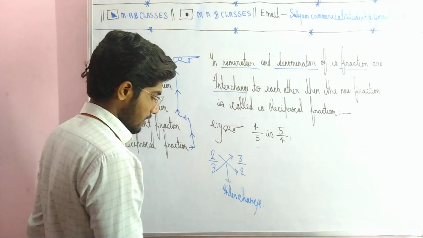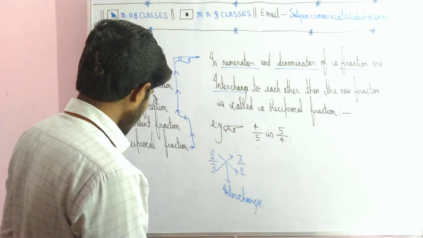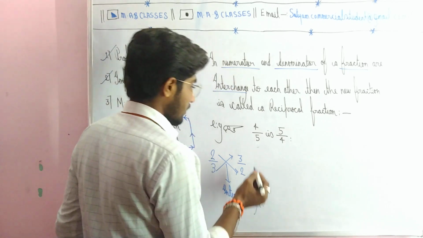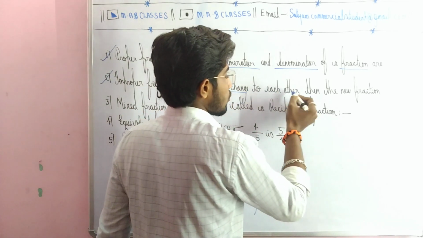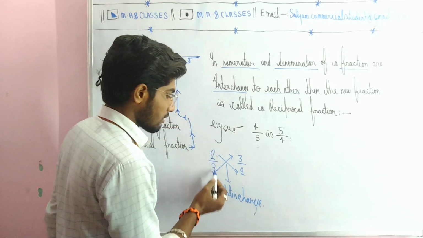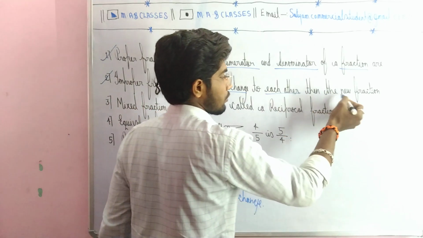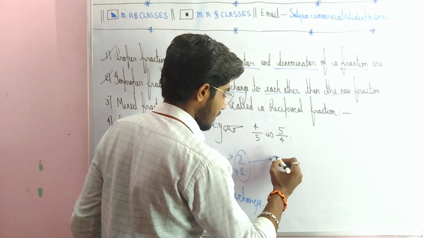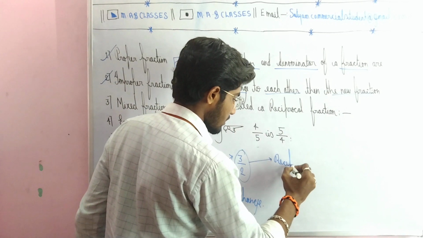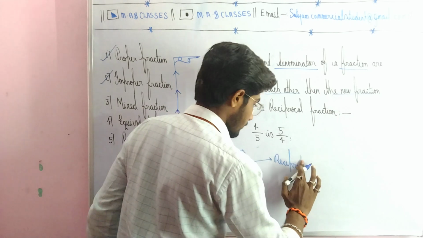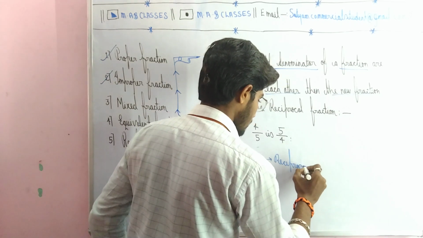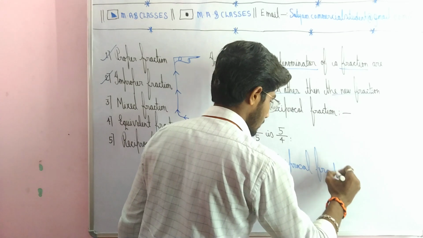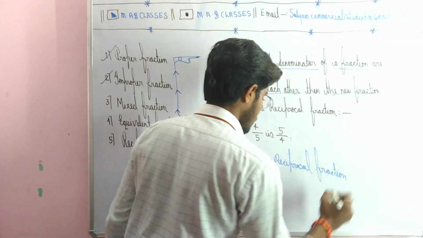Interchanging means this one comes here. Then interchange to each other means, like 2/3 becomes 3/2, the new fraction. This new fraction is called the reciprocal fraction. Very simple. All right, reciprocal fraction.